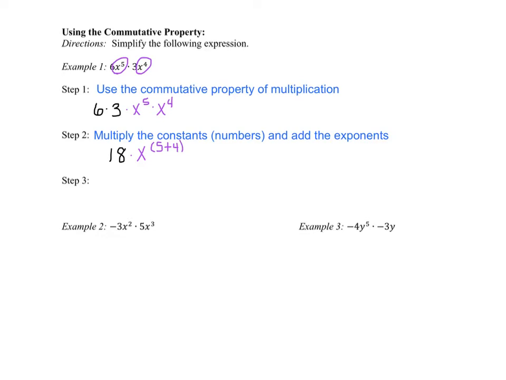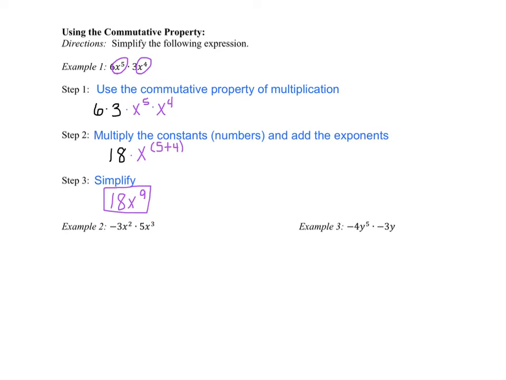Then our last step, step 3, is to simplify. So now we have 18x, and 5 plus 4 is 9. So 18x to the 9th power, and that is your answer.